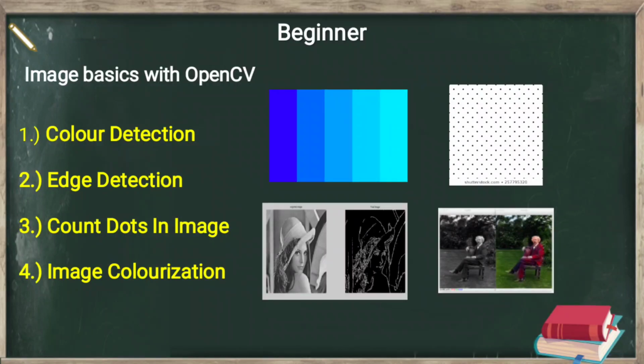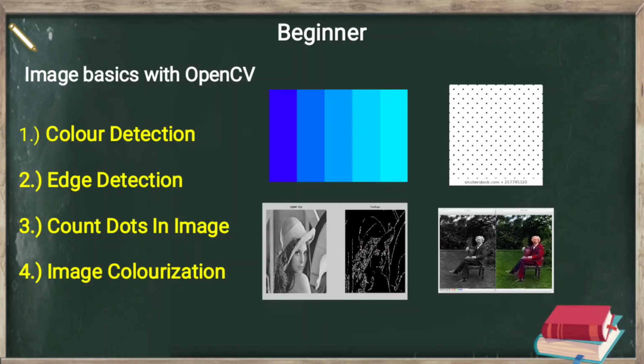Okay, so the fourth project is image colorization. As you can see here, this is a colorized image. Image colorization is a technique that adds color to a photograph or applies a combination technique. One popular project for this category is, as I have told you, converting a black and white image to a colored image. So this ends our beginner category. There are many more projects, you can explore them as well.